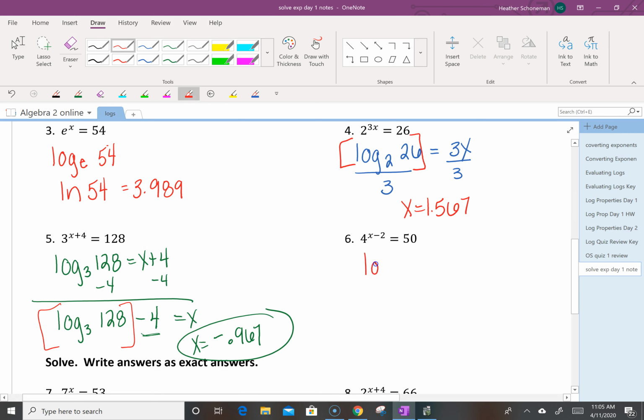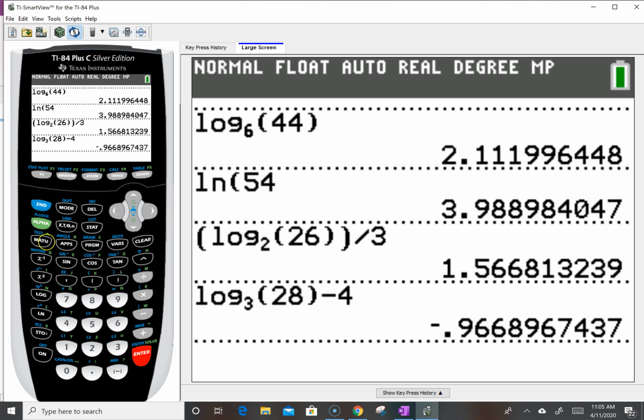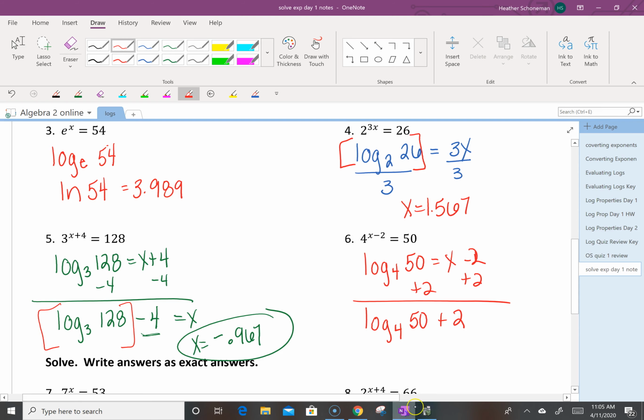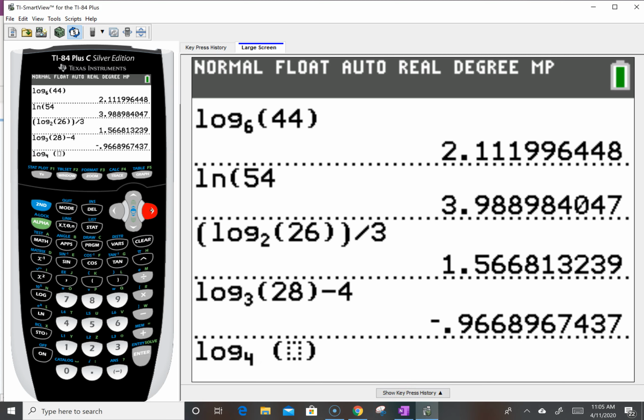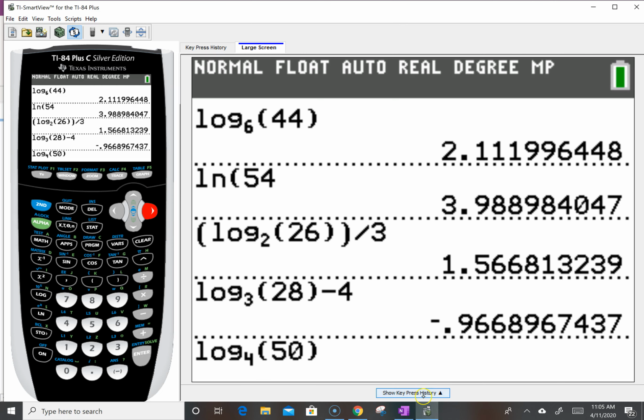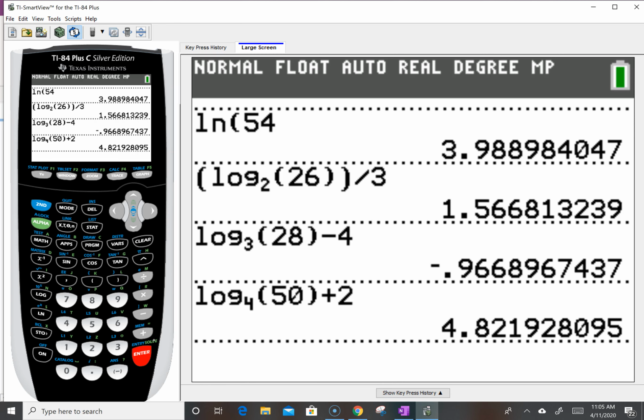All right, last one of these. So we have log base 4 of 50 equals x minus 2. So to solve, we're going to add 2 to both sides. So what we're putting in our calculator is log base 4 of 50 plus 2. Okay, should be getting pretty good at this. Go up here, and we have log base 4 of 50 outside of the parentheses, and this time it's addition. So we're going to say plus 2. We get 4.822.